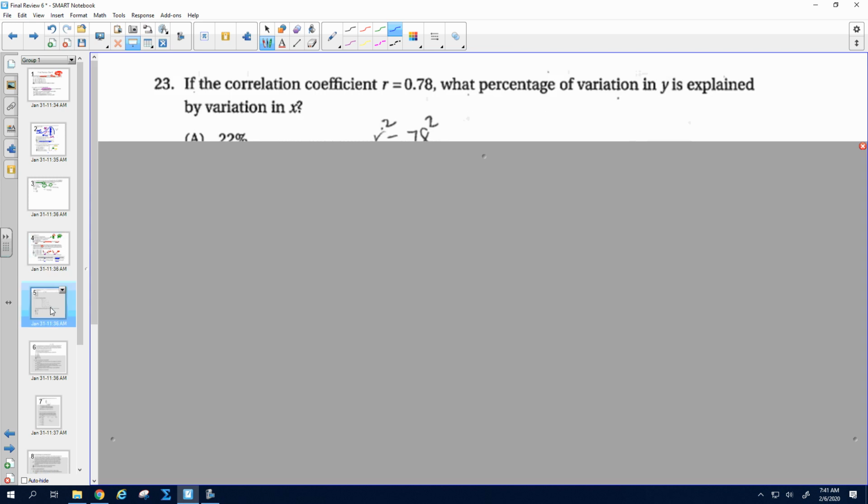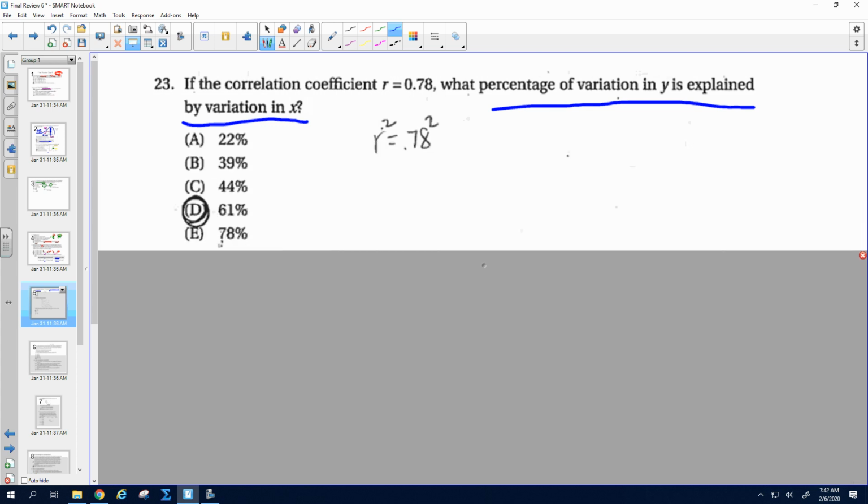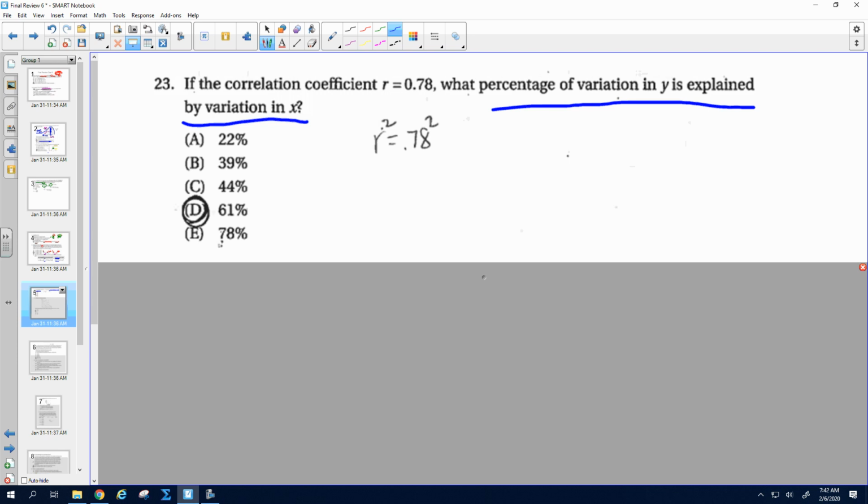All right, so this is talking about the percent of variation in Y is explained by variation in X. So this was the sentence for R squared you needed to memorize. So if they give you R, we can just square both sides, and that gives you D, 61%.